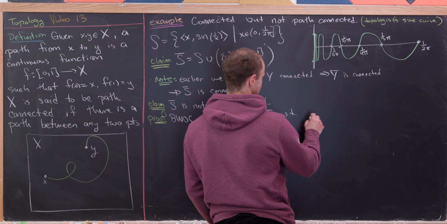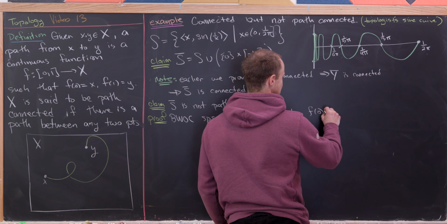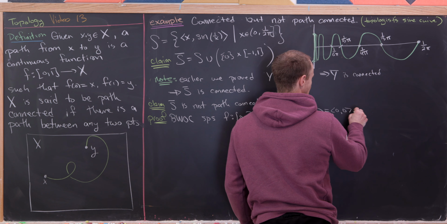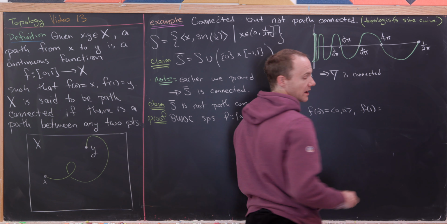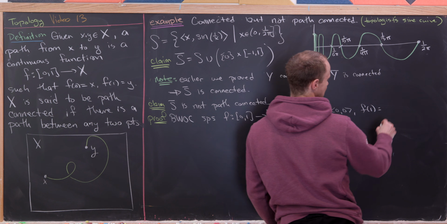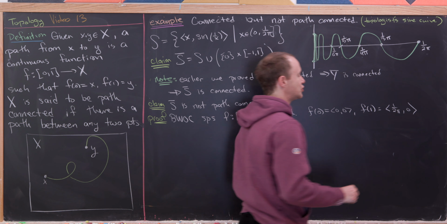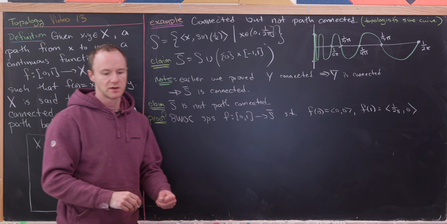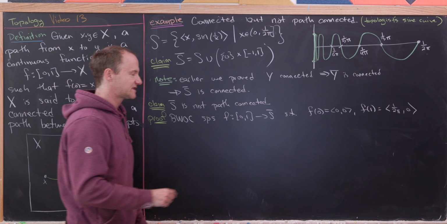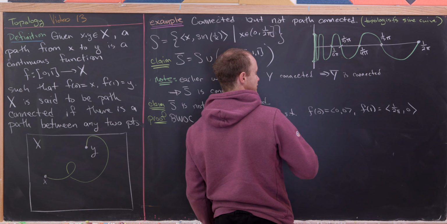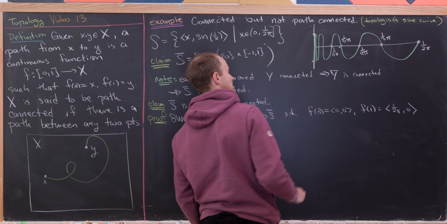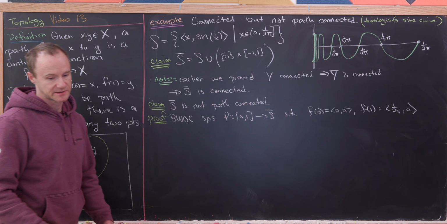Okay, so such that f of 0 is equal to, let's take that to be the origin, and then let's say f of 1 is equal to the point, let's say maybe it is (1 over 2 pi, 0). Although, to be honest, any point here would really work. But just to see what we've got going on here, we're assuming we've got a path from this point right here to the origin. Okay, great.